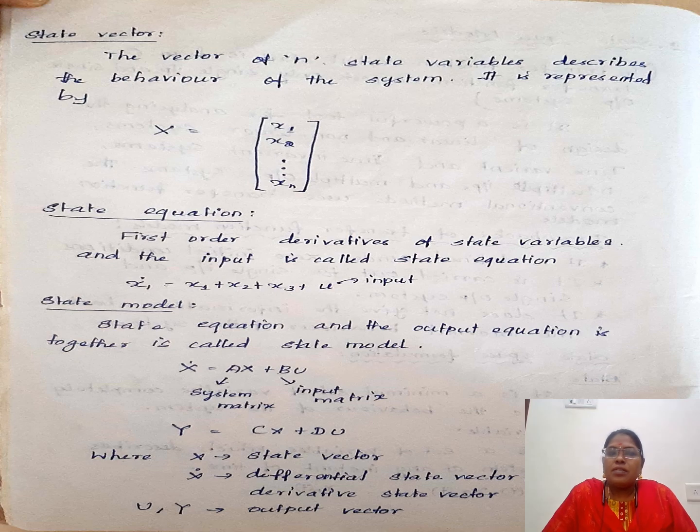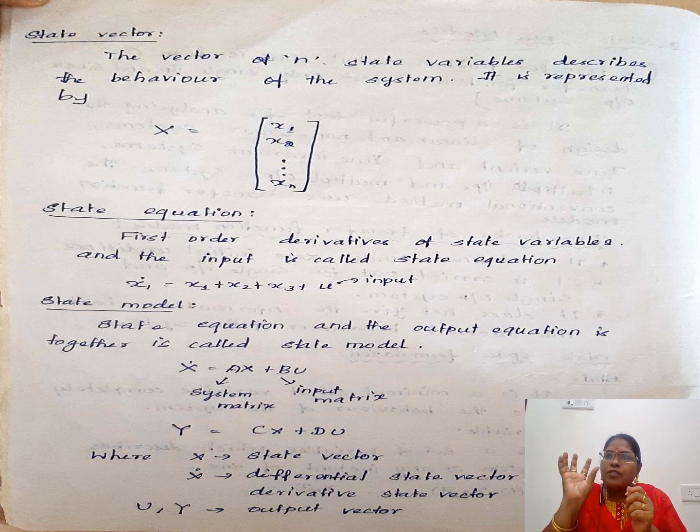The next one is the state vector. The state vector is nothing but the vector of n state variables that describe the behavior of the system, that is, how the system behaves. In that we are taking n number of state variables, and each variable will give the behavior of the system.